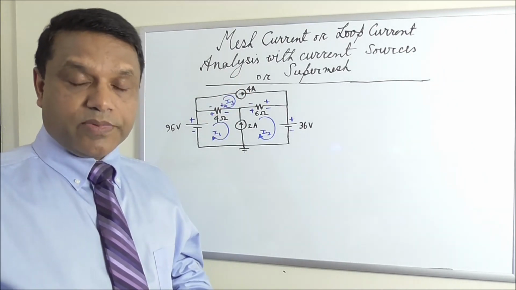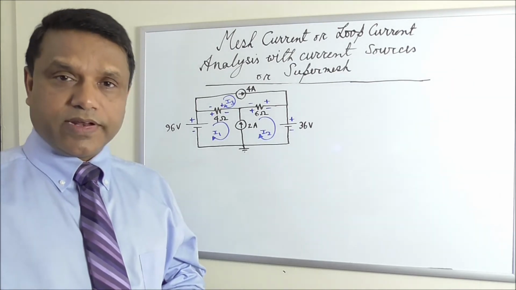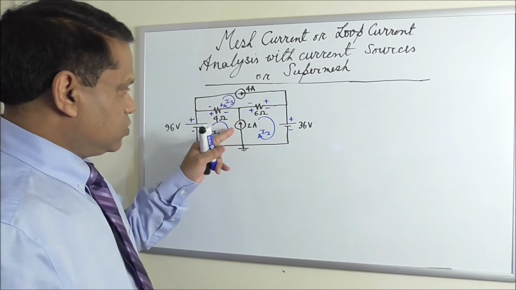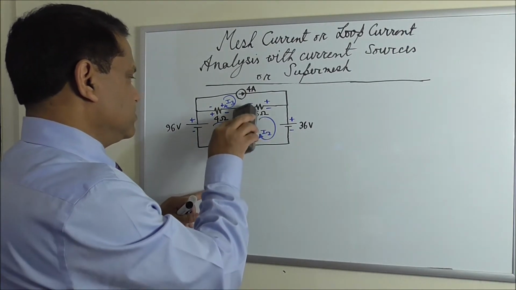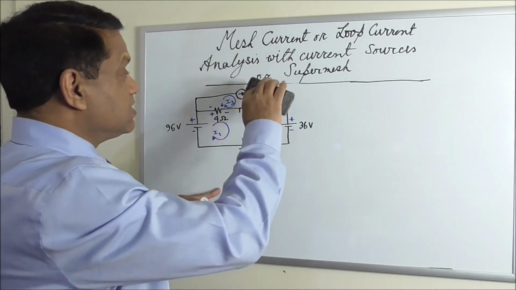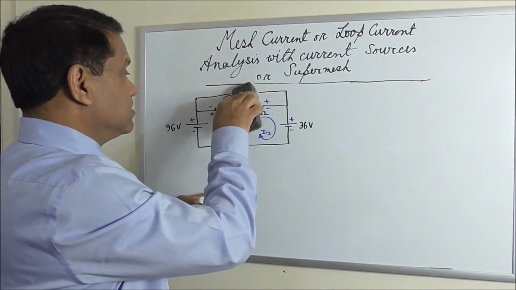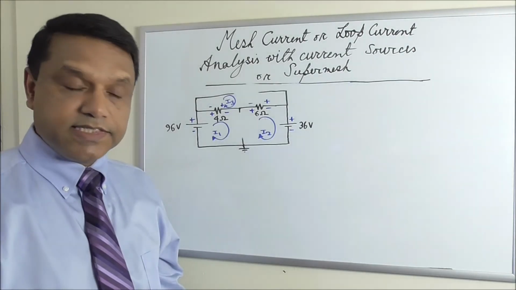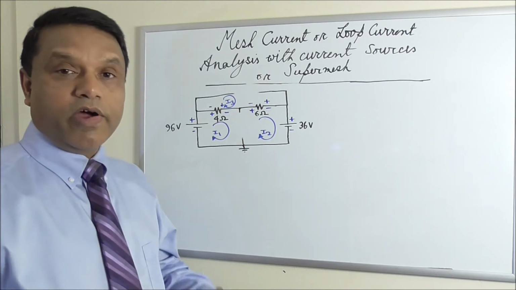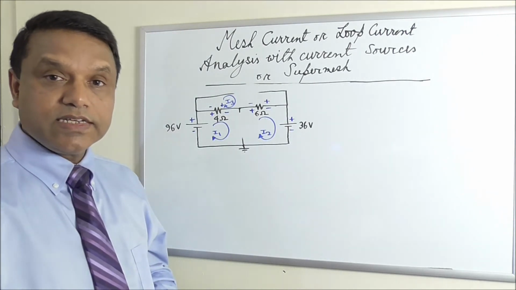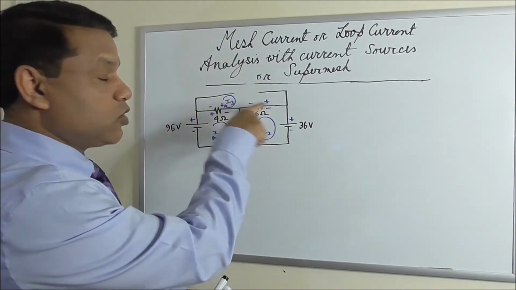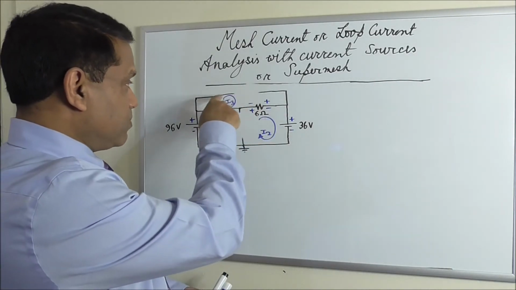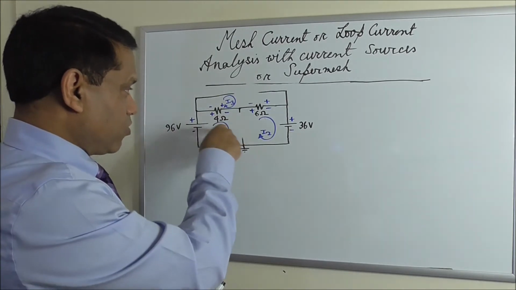So if it's become difficult to visualize that, you can temporarily remove them. For example, this 2 ampere current source is removed, and this 6 ampere current source is removed. Now it is easier to see where we have a complete or closed loop. Only this loop, no other loop. This loop is broken because of this, and this loop is broken, this loop is broken.